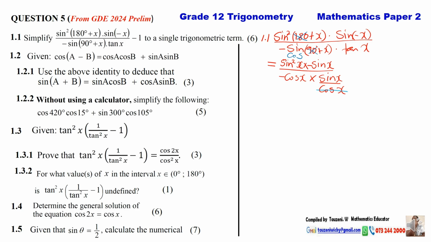Once I do this, I go on and divide common factors. Cos x divided by cos x gives me 1. The negative and the negative will make it positive. Then sine x divided by sine x also gives me 1. Once I divide all common factors, the term that remains is my answer for that question. So in this case, the answer is equal to sine squared of x. Then I'm done answering question number 1.1.